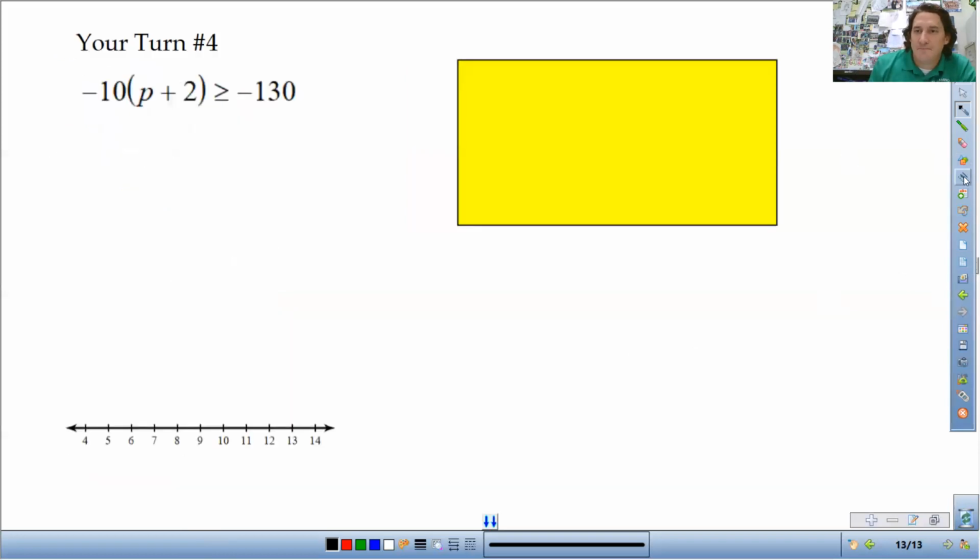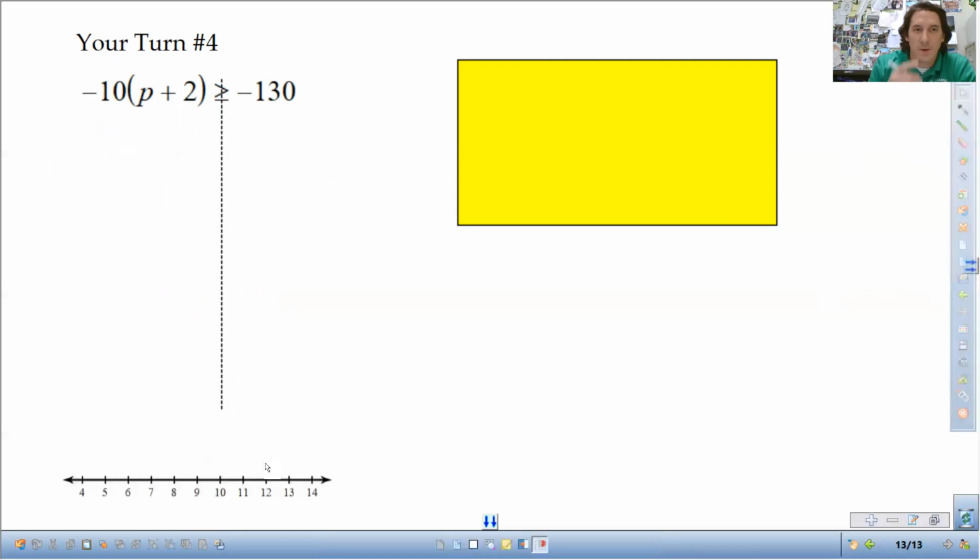Last question. Line of separation. Go ahead and work this one out on your own. When you're done, check your answer. I'm going to go ahead and work through it now.